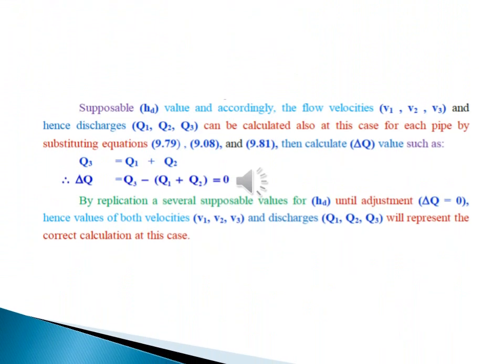Suppose an HD value, and accordingly the flow velocities V1, V2 and V3 and hence the discharges Q1, Q2 and Q3 can be calculated for each pipe by substituting in the equations as shown in front of you, my dear.